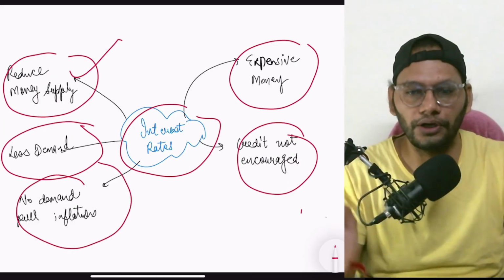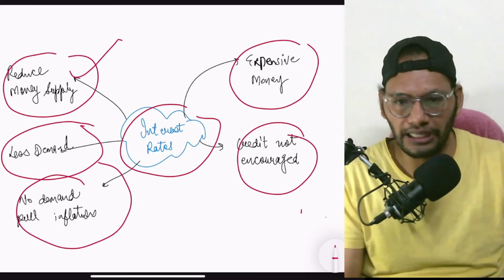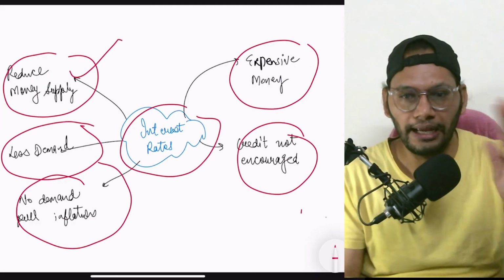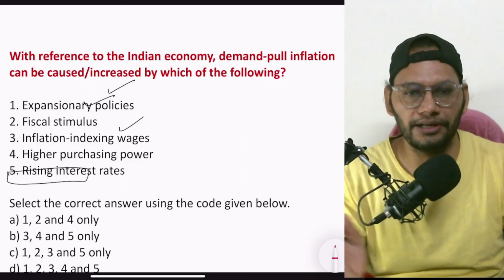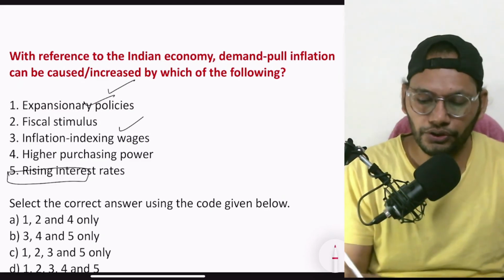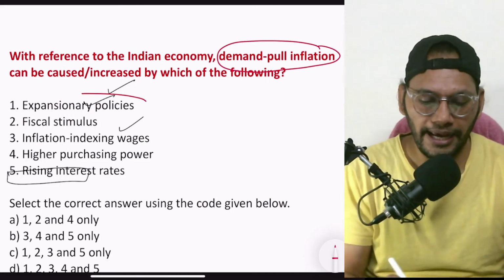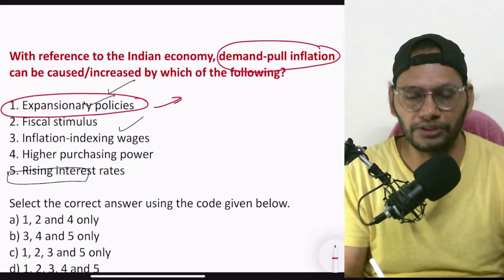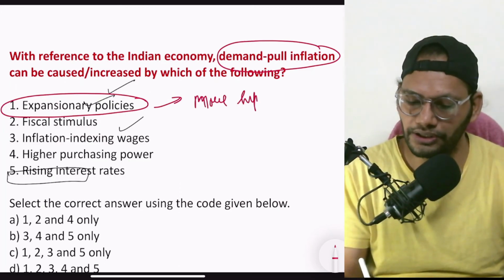So the crux of the whole thing is this: if you have more money, if money supply is more in the market, people are going to demand more, and it will lead to demand pull inflation. So from all these dimensions that we have discussed, we can clearly now answer this question. It is actually talking about the demand pull inflation and what are the factors. Expansionary policy, yes, because expansionary policy leads to more money supply, right? So this is the correct statement.